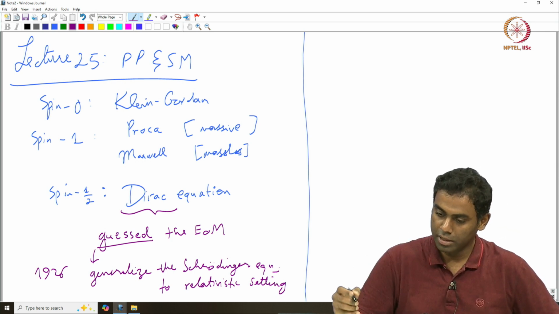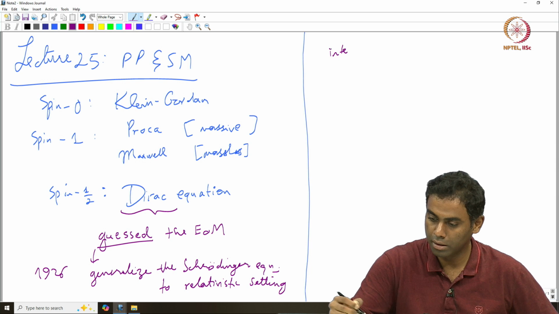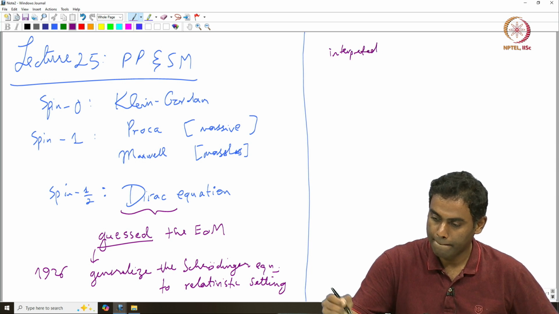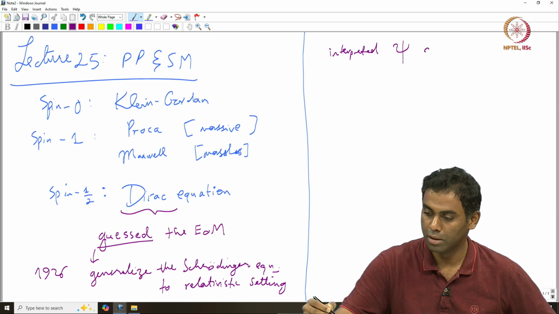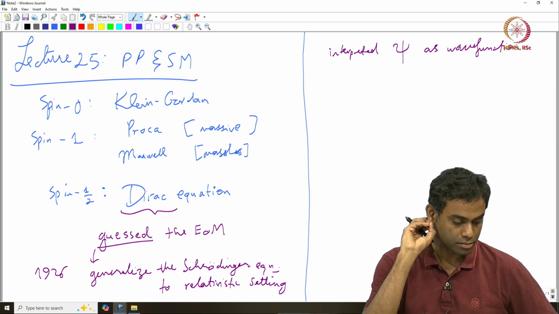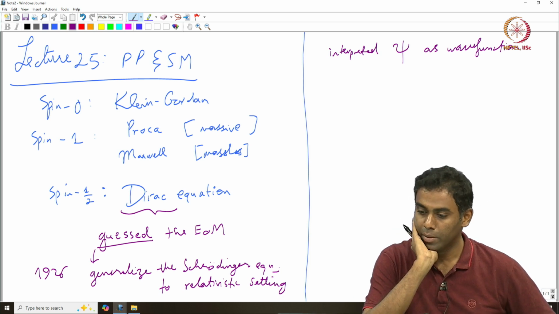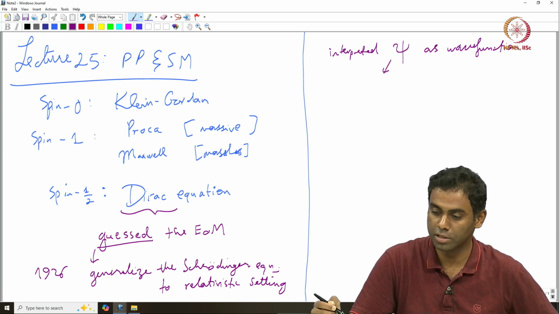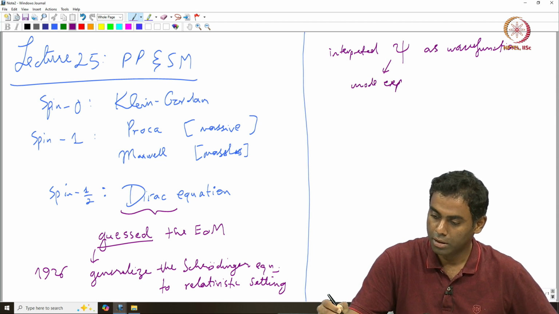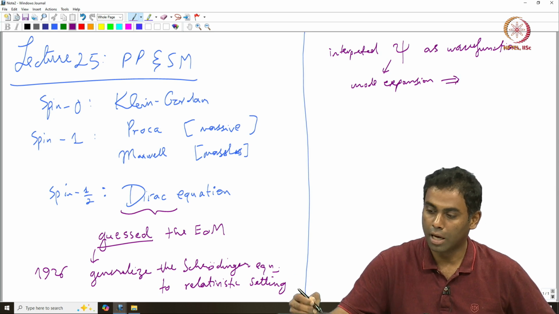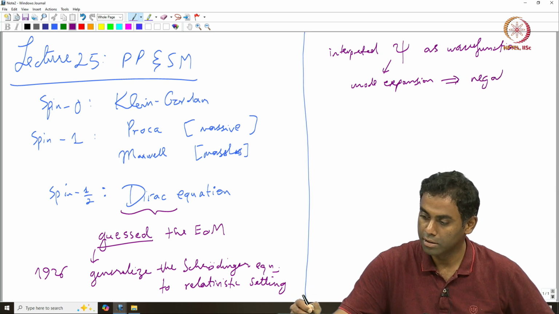So, that meant he also interpreted the field, right, whatever he wrote down, as a wave function, and this is what led him to a lot of trouble. Why is that? Because remember, when you do a mode expansion of this, even in the Klein-Gordon case, right, if you do a mode expansion, you got states that looked like negative energy states, right.